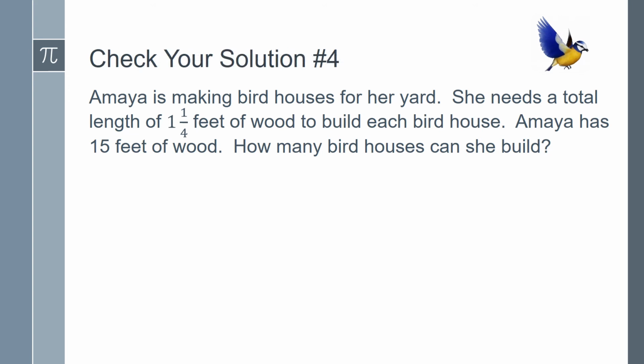We know that this is a division problem because we have a total amount of wood being broken into evenly sized pieces to make each birdhouse. So we start with 15 divided by 1 1/4. We need to change each of these numbers into improper fractions, so the equation becomes 15/1 divided by 5/4.